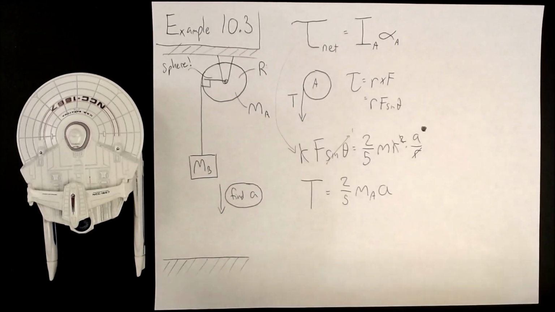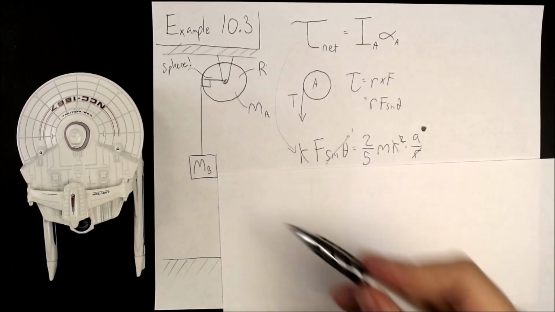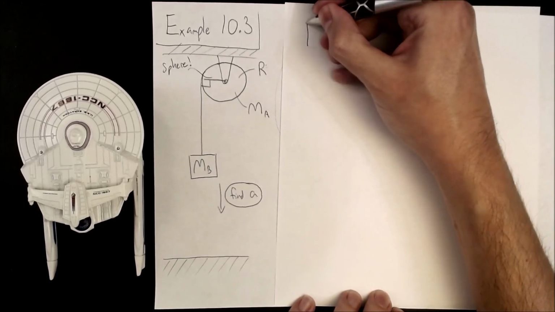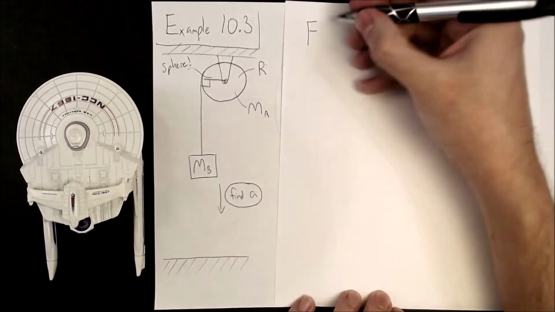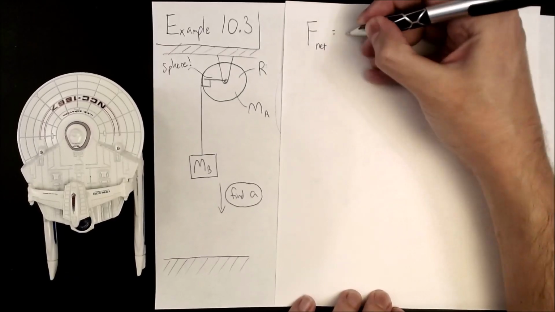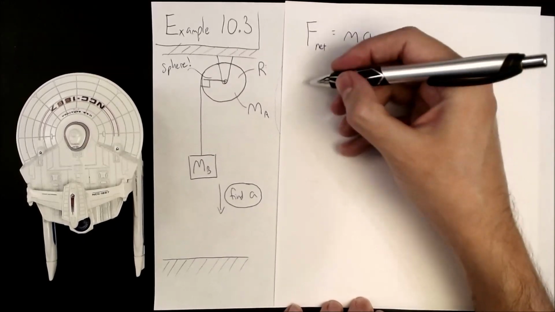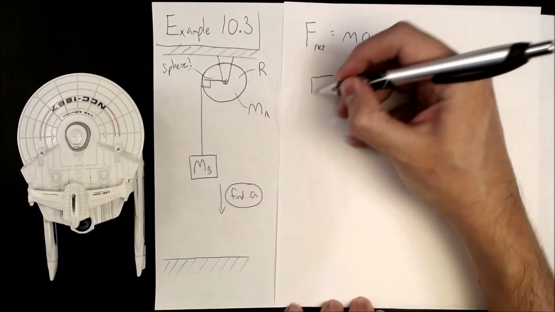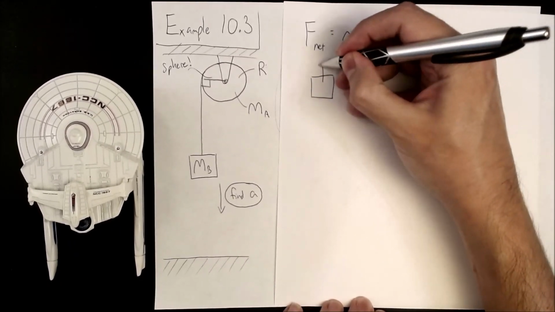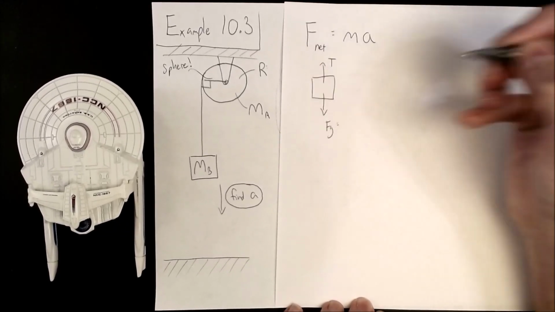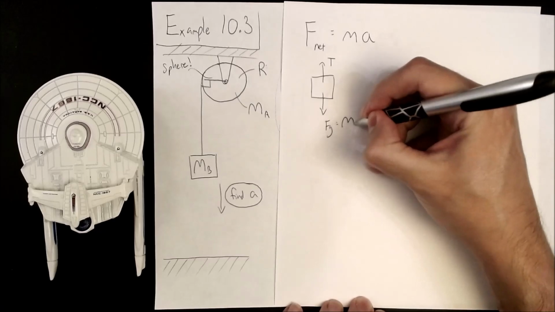Let's do the same thing for the forces acting on B. So this is for this object here. F net is equal to ma. What are all the forces acting on B? Well, we need to draw the free body diagram. We've got tension, and we've got the force of gravity. And what's the force of gravity equal to?